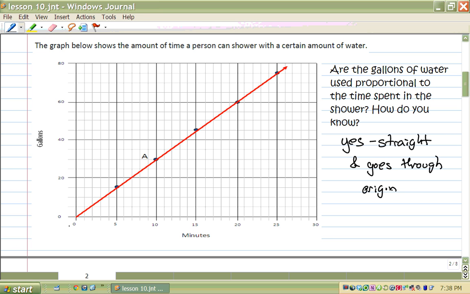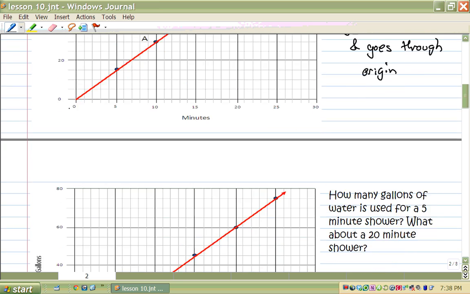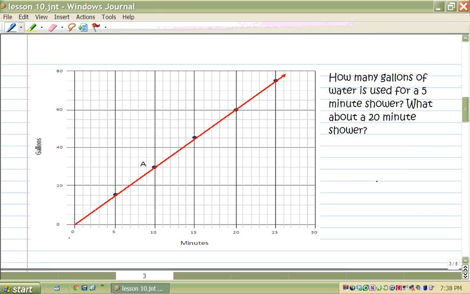Well, let's do some more questions. Now I have the same graph on every page, but just a different question. I want you to write these questions down too, okay? These are the type of things that you'll be answering in class and on the test. Moving on, here's another question about the same graph. How many gallons of water is used for a 5-minute shower? And what about a 20-minute shower? So I want you to pause the video and write the question down and try and answer it.